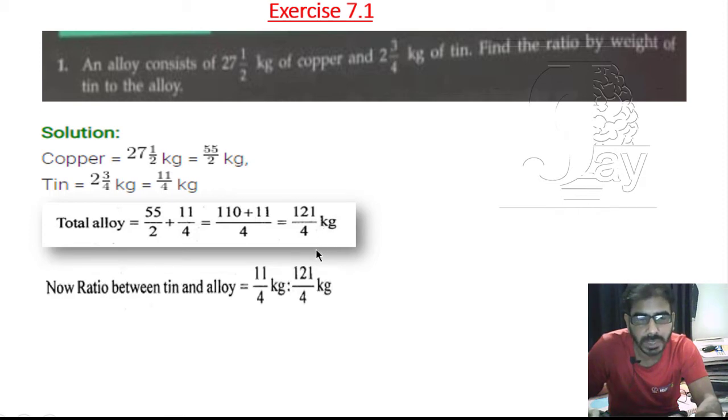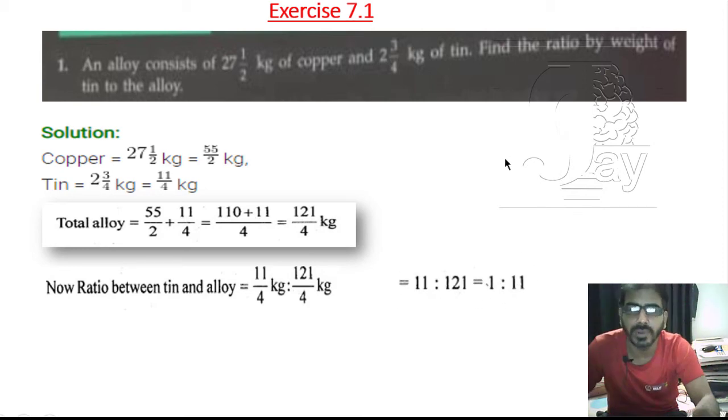And now the ratio between tin and alloy. 121 by 4 is the alloy weight, and 11 by 4 is the tin weight. So the ratio of tin weight to alloy weight is this, and when simplified we get 11 is to 121, and that's 1 is to 11. So moving on to the next question.